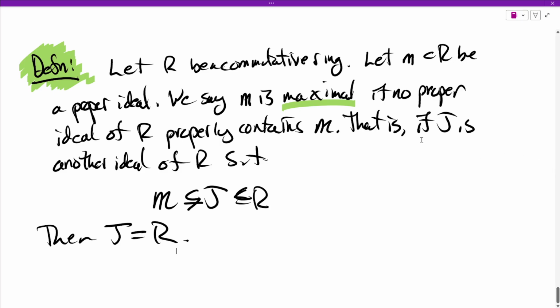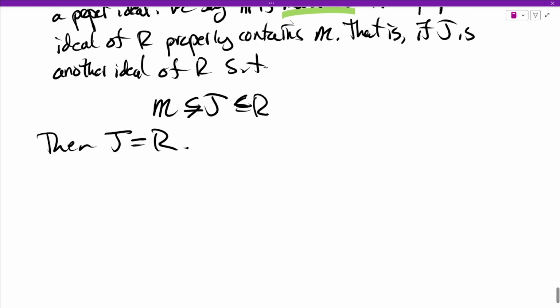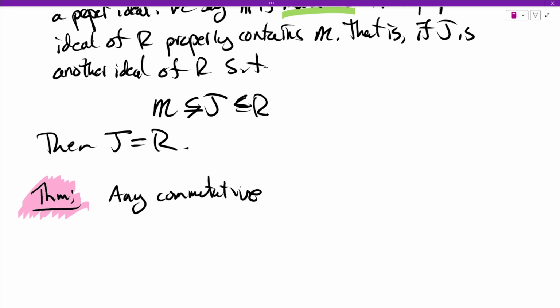I'm going to state a fact that we may or may not need. It's a consequence of a lemma called Zorn's lemma, but I'm just going to write it as a theorem. Any commutative ring has a maximal ideal. That is beyond the scope of this class, and we may not need it, but I just want to state it. So they always exist. Every ring has a maximal ideal.